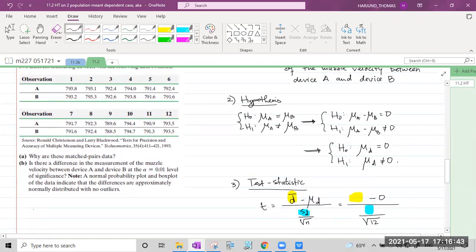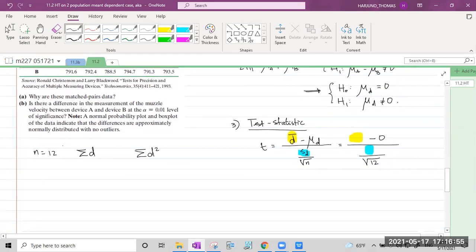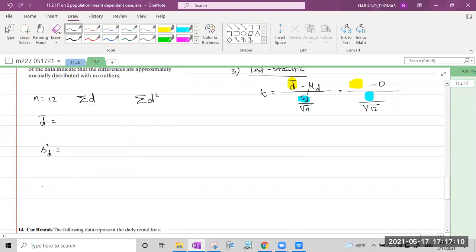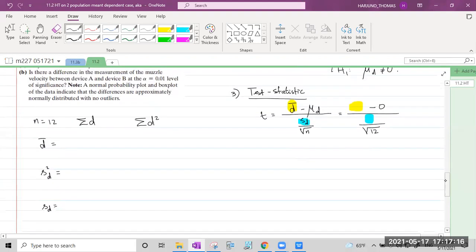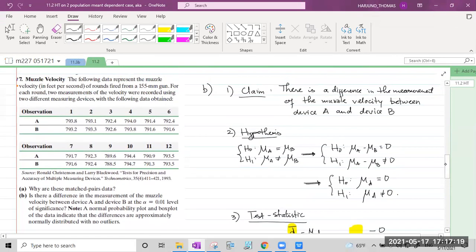So we step back. Okay, well, we have n equals 12. That's easy. We need to find the sum of d's and the sum of d squared. Then from there, we will be able to find d bar and the sample variance of the differences. And after that, we get the sample standard deviation of the differences. Okay, we'll get these numbers. How do we get that? I will be cheating. I use a calculator. I plug in numbers. There are 12 numbers I need to put in.